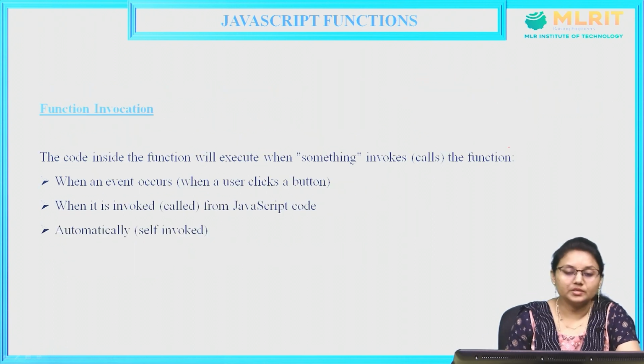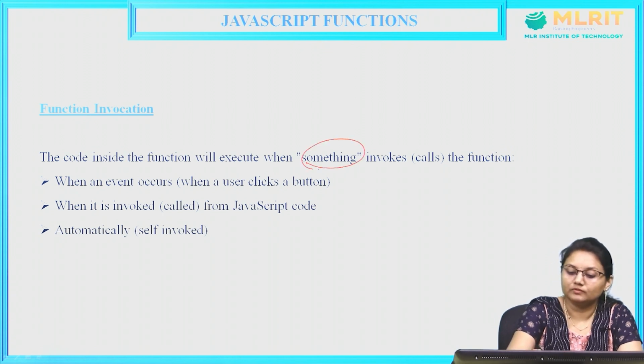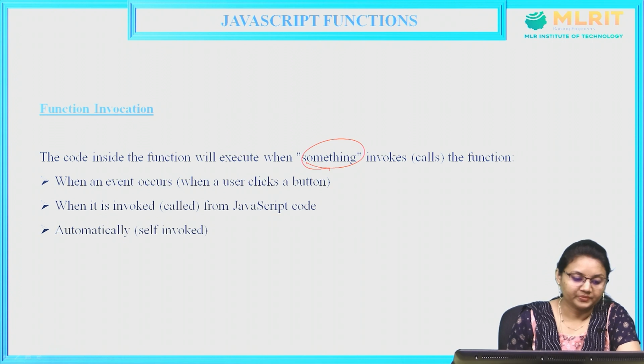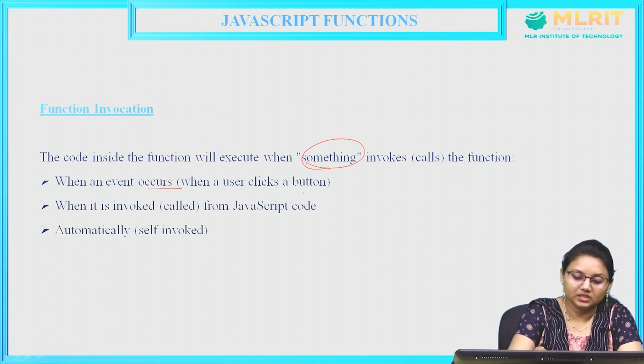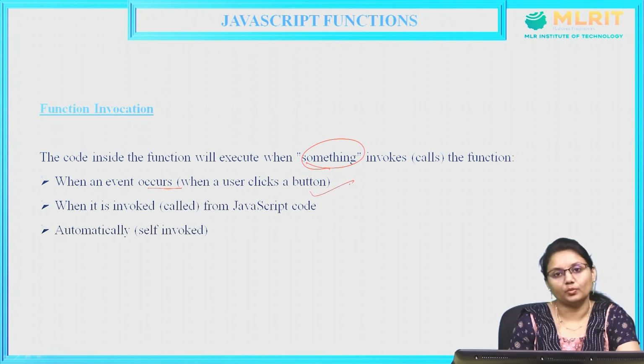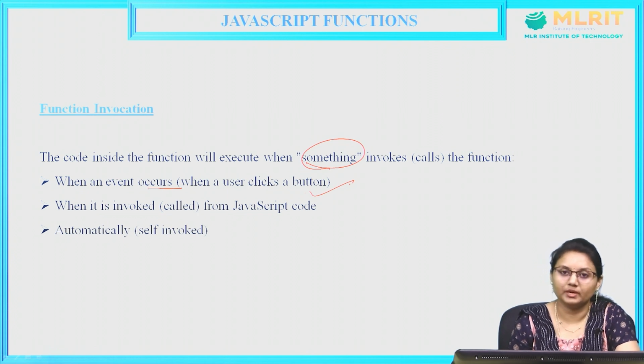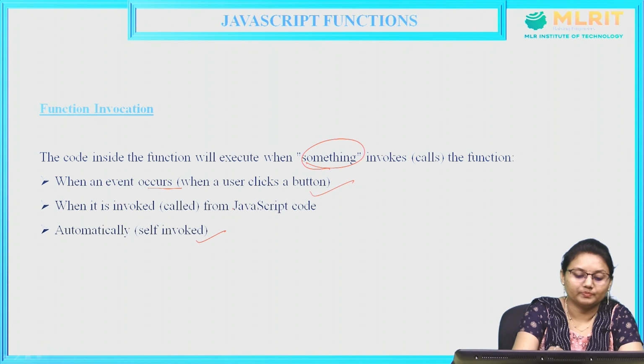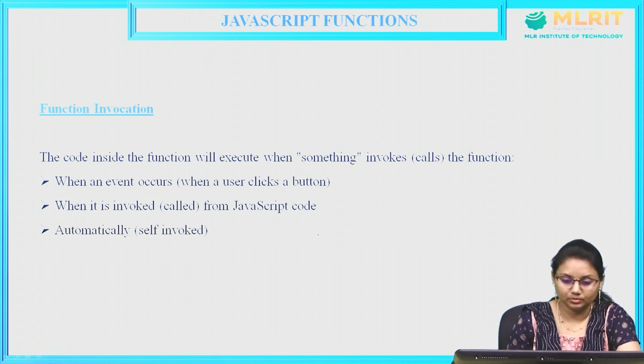Okay. So, how to invoke a function? Code inside the function will execute when something invokes it or when something calls it. When an event occurs, when a user clicks on a button or moves his mouse, or when he presses any key on a keyboard, these are all events. Also, when the function is called, or when it is self-invoked. So, in these three cases your function can be used.